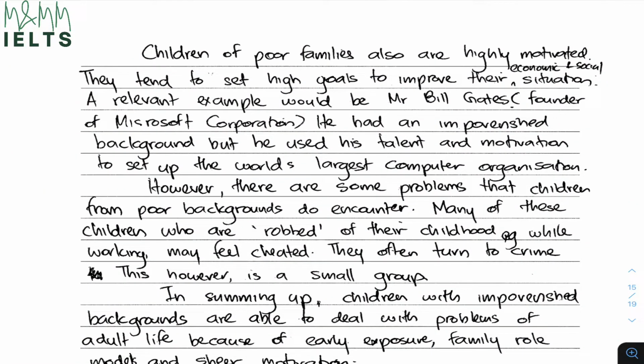Let's see what this paragraph has done. Children of poor families are also highly motivated. They tend to set high goals to improve their economic situation. Again, the same thing is written in a different style. That's it, nothing special. A relevant example would be Mr. Bill Gates. So a real life example is given. He had an impoverished background, but he used his talent and motivation to set up the world's largest computer organization.